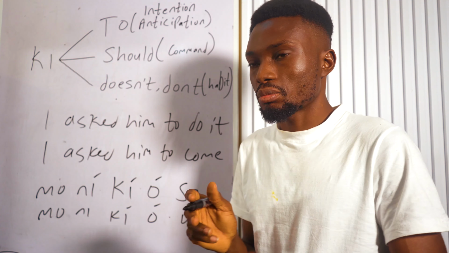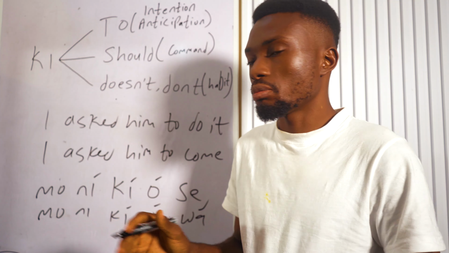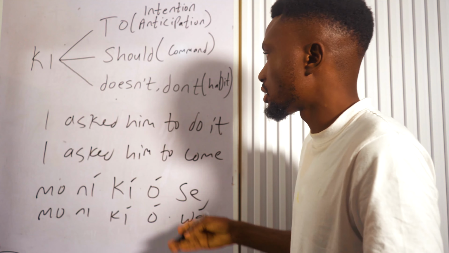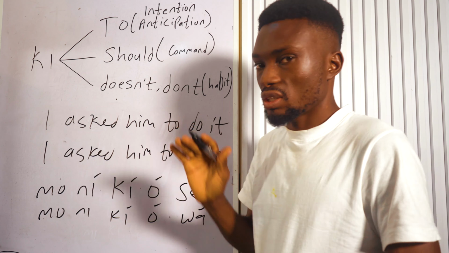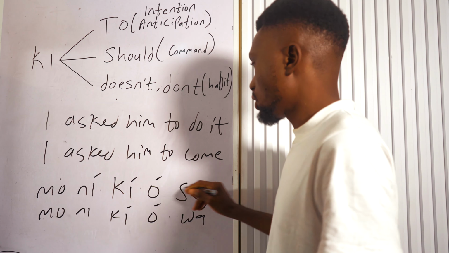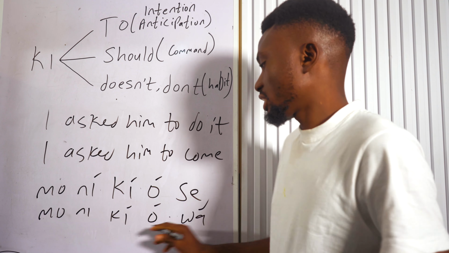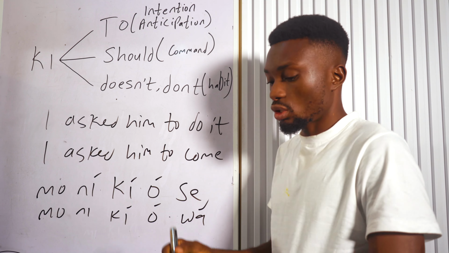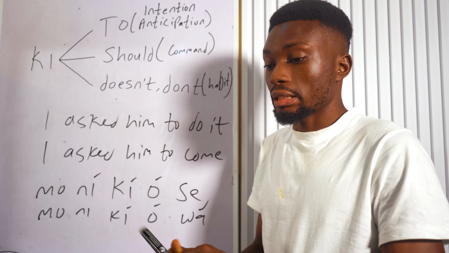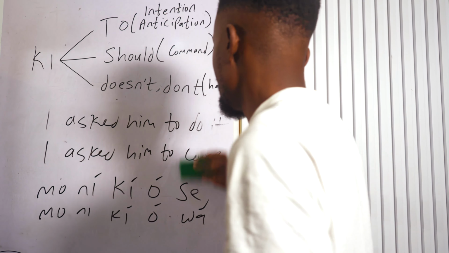So most of the time, there are some things that English has different ways of saying, but Yoruba just has one way of saying it. So I asked him to do it. It's perfect in English. Like, mo ní kí o ṣe. I asked him to come. Mo ní kí ó wá. It's a common thing that people say. That's why I used this example.